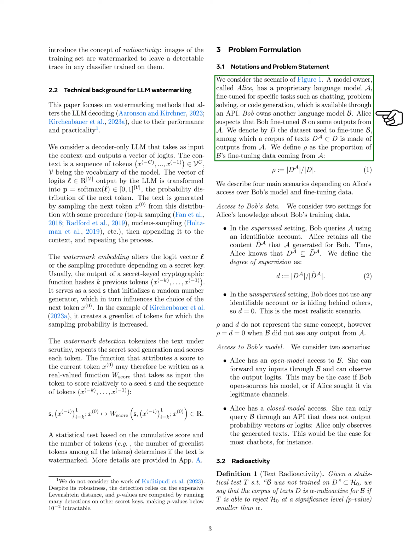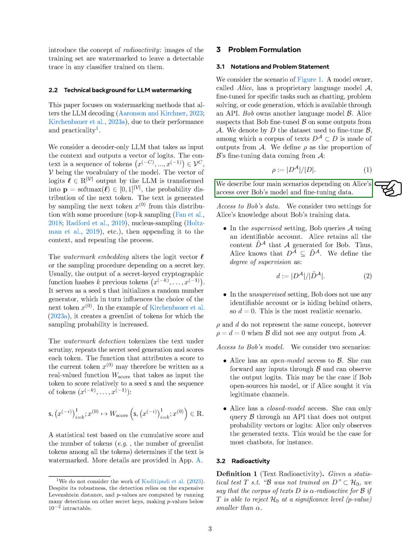Moving on to the scenarios of interest, we imagine a situation where a model owner, whom we'll call Alice, has developed a proprietary language model fine-tuned for specific tasks like chatting, problem-solving, or code generation, and made available through an API. Another individual, Bob, has his own language model. Alice suspects that Bob has fine-tuned his model using some outputs from her model. We denote the dataset used for fine-tuning Bob's model, which includes texts generated by Alice's model. We also define a proportion that represents the amount of Bob's fine-tuning data that originated from Alice's model. We outline 4 main scenarios based on Alice's ability to access Bob's model and fine-tuning data.